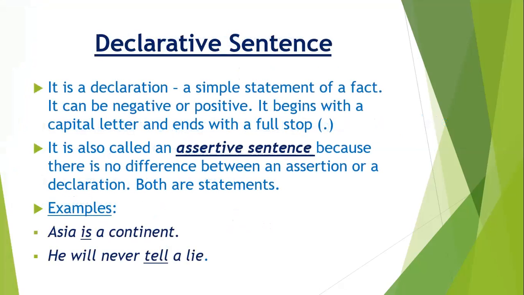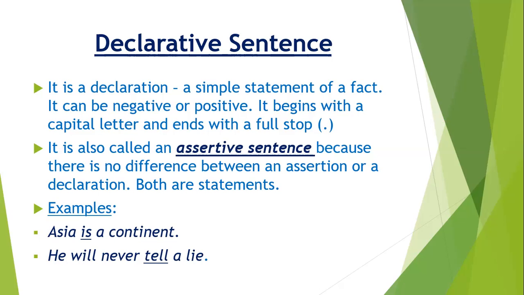First type of sentence, that is the declarative sentence. It is a declaration, a simple statement of a fact. It can be negative or positive. It begins with a capital letter and ends with a full stop. It is also called an assertive sentence because there is no difference between an assertion or a declaration.